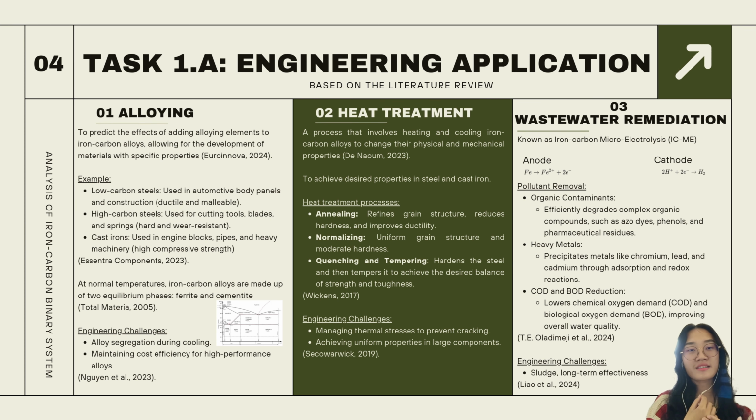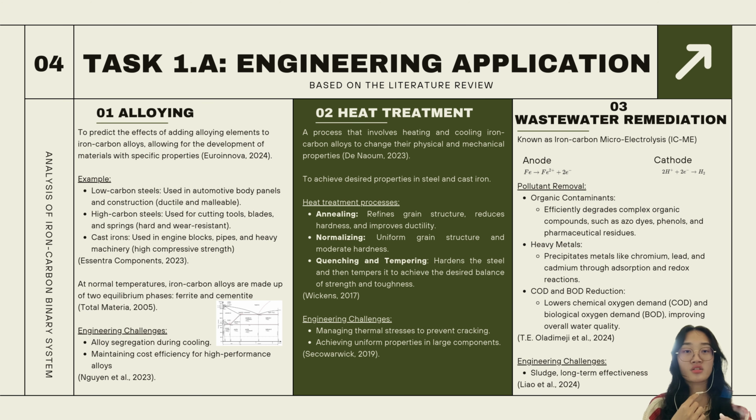Next, this slide focuses on three major engineering applications of iron-carbon: alloying, heat treatment, and wastewater remediation. Let's explore each one in depth. The first one is alloying, which involves adding elements to iron-carbon alloys to create materials with specific properties. For example, low carbon steels are used in automotive panels due to their ductility and malleability. Second, high carbon steels are ideal for cutting tools and springs, known for their hardness and wear resistance. And the third one is gray irons, used in engine blocks and machinery, which provide high compressive strength.